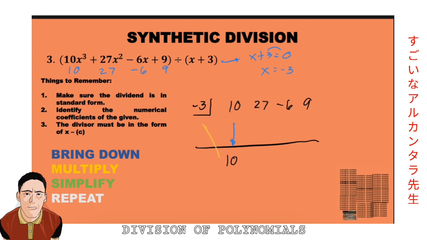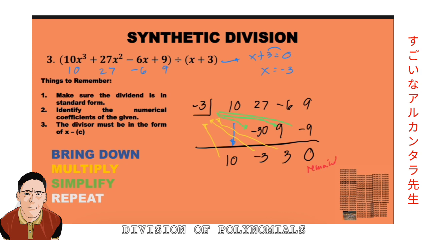Multiply 10 to negative 3. And then the answer must be written on the next one. The answer here is negative 30. 27 minus 30, that's negative 3. Negative 3 multiplied to negative 3, that's positive 9. Write it here. So negative 6 plus 9, that will give you a 3. So 3 times negative 3, you get a negative 9. Write it here. So I have a negative 9 here. 9 minus 9, 0.